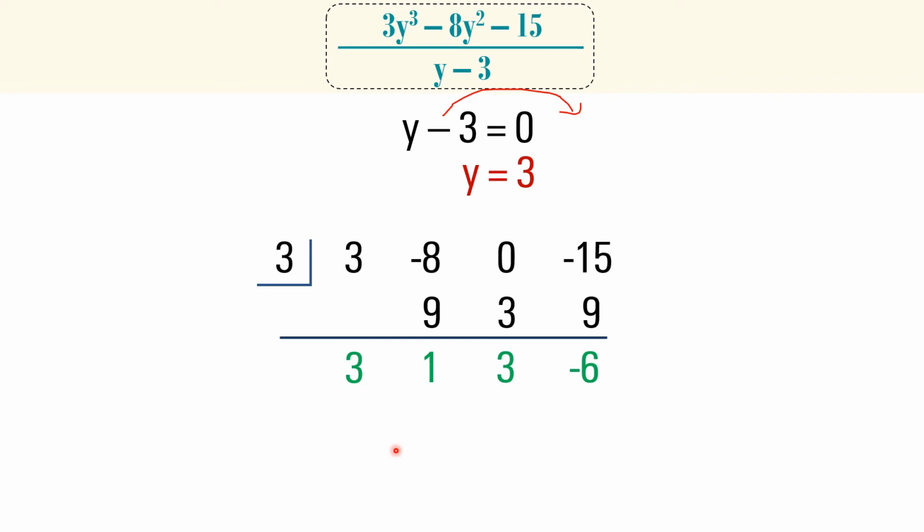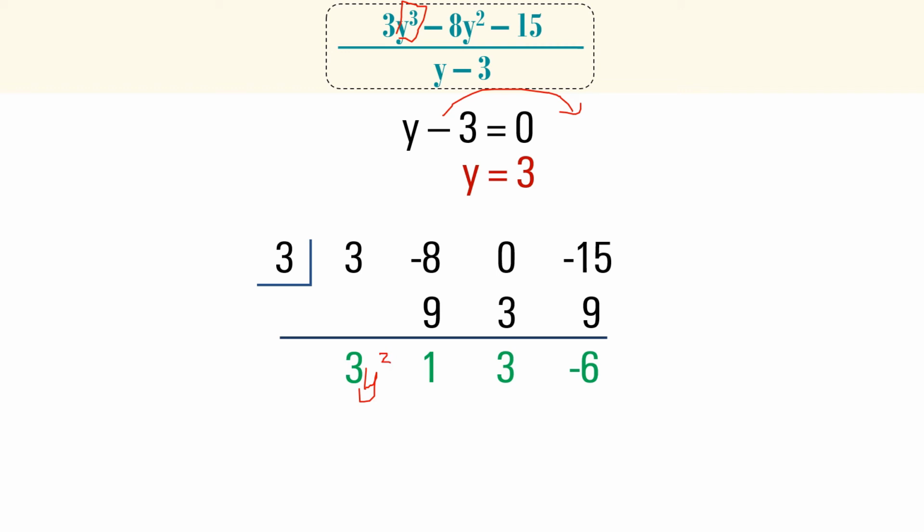Now, for our final answer, again, the variable must be raised to 1 less than the exponent of our original equation. So the original equation we have here, the highest degree is y cubed. Therefore, the variable of our first term here will be y raised to 2.